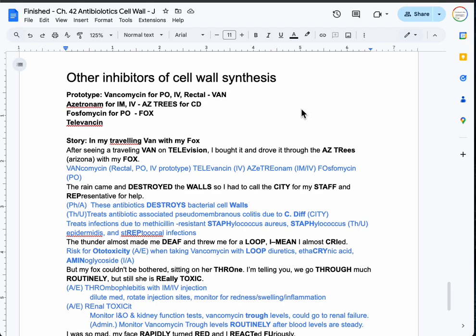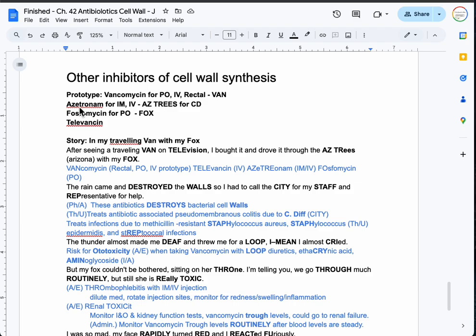This is the last one in chapter 42: other inhibitors of cell wall synthesis. The prototype is called vancomycin, for PO, IV and rectal use. In the story, this is going to be represented by a van, like a moving van.